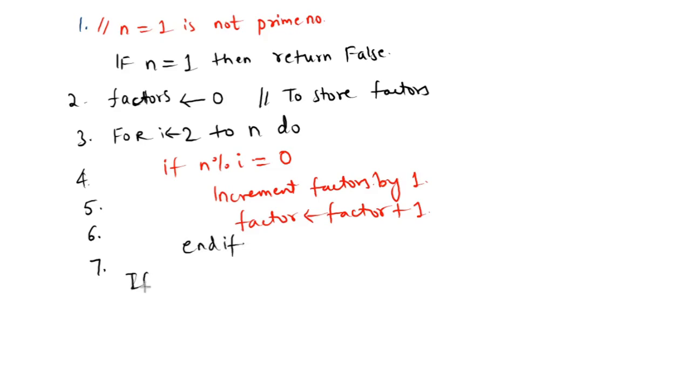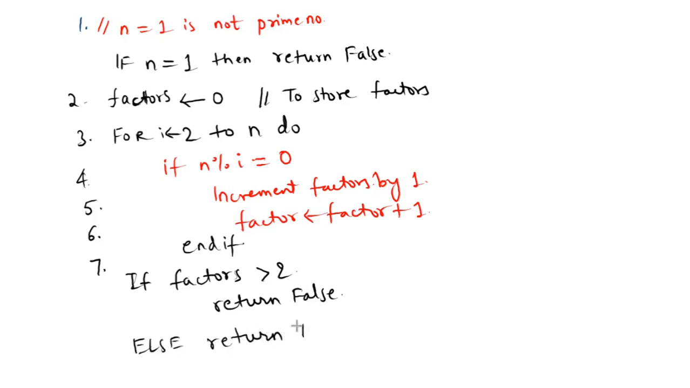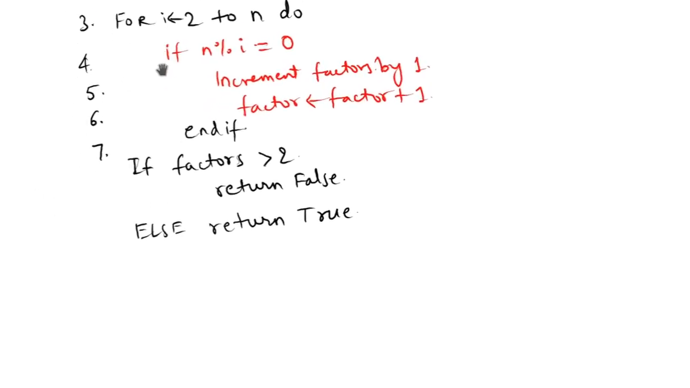If factors is greater than 2, return false. Else, return true. Because for a prime number to exist, there are two factors, one and the number itself.